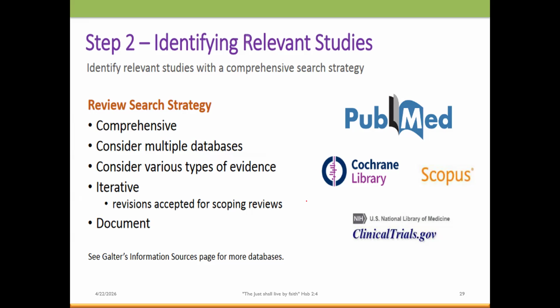It should consider multiple databases. It should also consider various types of evidence, and it should be iterative so that it accommodates revisions that are accepted, of course, especially in scoping reviews. And then, of course, you need to document your strategy. You don't just go to Google Scholar or to PubMed and just put things in and they give you results. No, you must document everything.